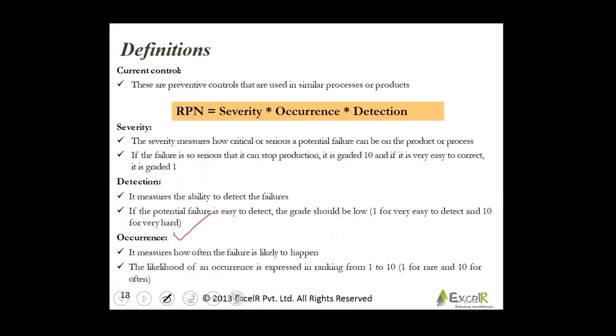Then comes occurrence. How often does this failure occur? The likelihood of an occurrence is expressed in a ranking of 1 to 10, 1 for rare occurrence. All your natural calamities might be extremely difficult to identify, and they are also very rare. 10 is for often occurring activities. How often does your wife shout at you? Very often. So you rate it as 10. Can you detect your wife shouting at you? Yes, almost always. So it's 1. Extremely easy, right? So jokes apart, 1 for a rare event and 10 for the most often occurring event.